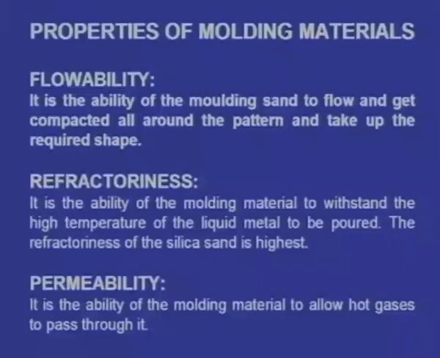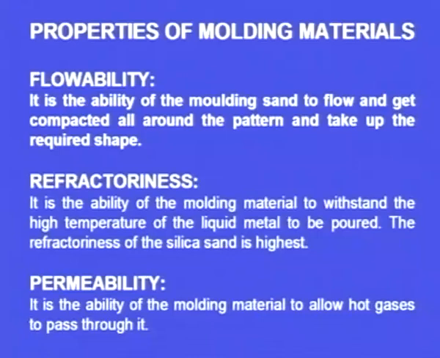Now, let us see the properties of molding materials. We have seen the different pattern allowances and different types of patterns. Molding material means the molding sand, to which we add clay and moisture. What kind of properties should it possess? There are certain properties which the molding sand is expected to possess. One is flowability.